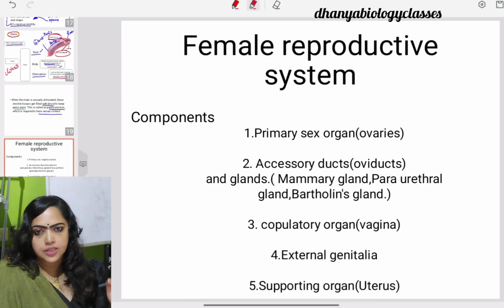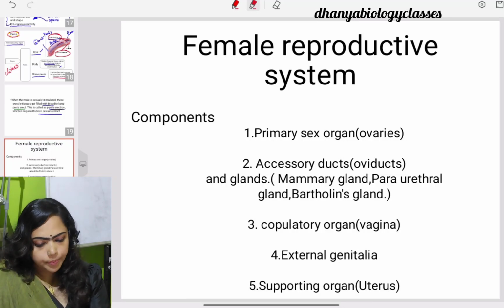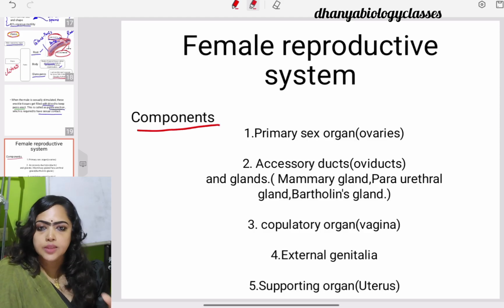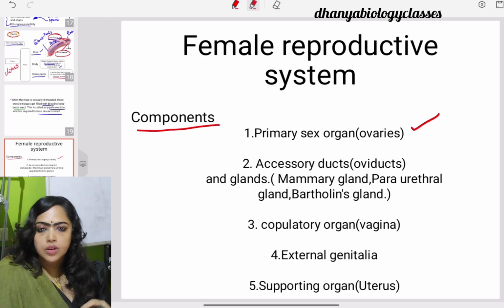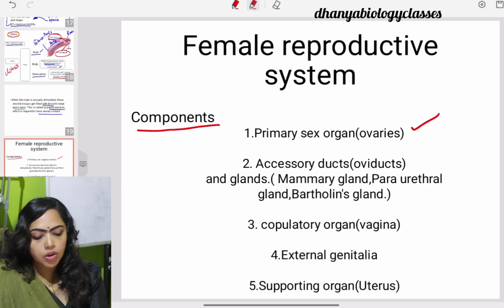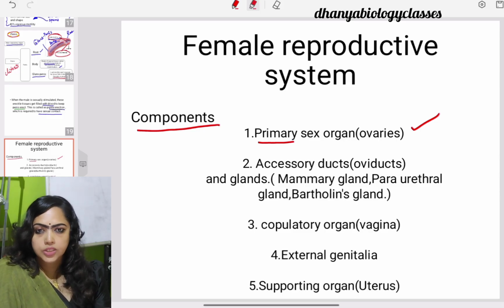Female reproductive system. First, let's see the components. First thing is the primary sex organ. They are the paired ovaries. Why is this called the primary sex organ? Because it is involved in the production of two different things. One is the gamete, that is the egg, and the other one is the female sex hormone, that is estrogen.